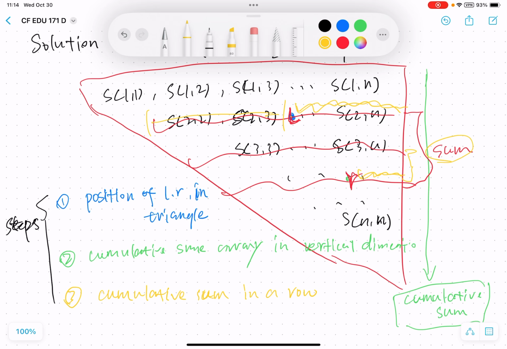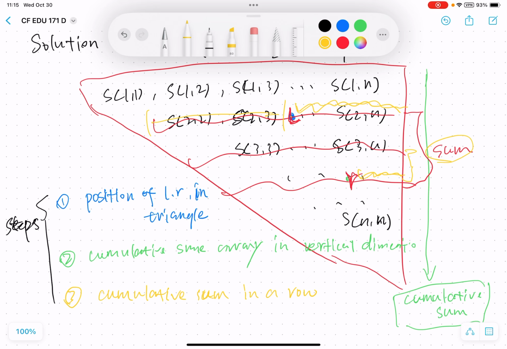The cumulative sum in the vertical dimension. Last thing is, for every position, we need to get the sum in the horizontal dimension. That means we need to process it, make the sum be a specific answer. So this is the third part we need to answer.